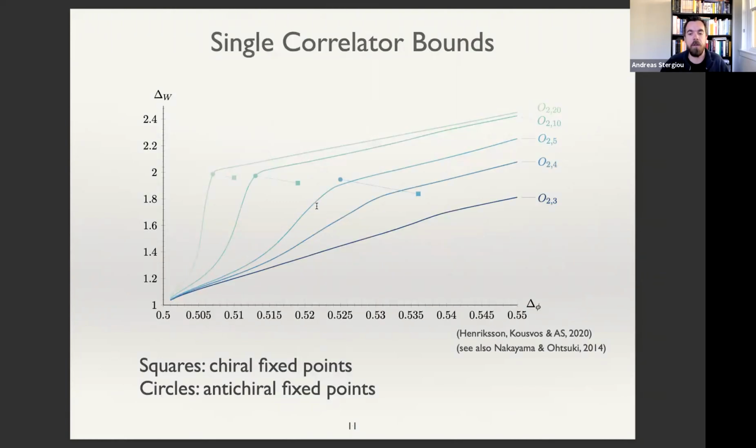Okay, so let me show you the first numerical results. These are from a recent paper with Johan Henriksson and Stefanos Kouzvos. The plots were also discussed and obtained in an earlier paper by Nakayama and Otsuki. But in this paper, we also used results from the literature and results we derived at large N, for the large N case.